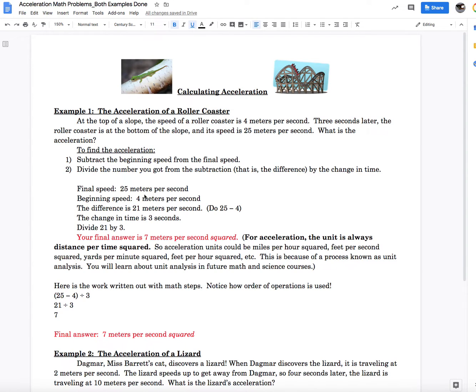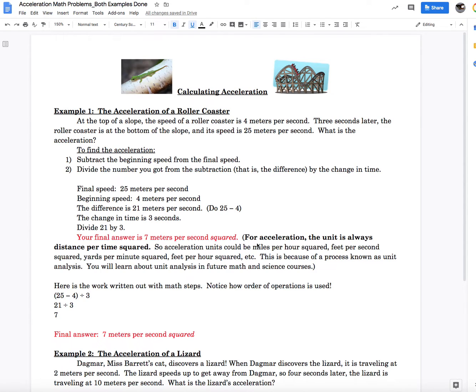In this example, the final speed is 25 meters per second. The beginning speed was 4 meters per second. The difference between these two speeds is 21 meters per second. You would calculate 25 minus 4. The change in time was given. It was given to be 3 seconds. You divide 21 by 3. Your final answer is 7 meters per second squared.